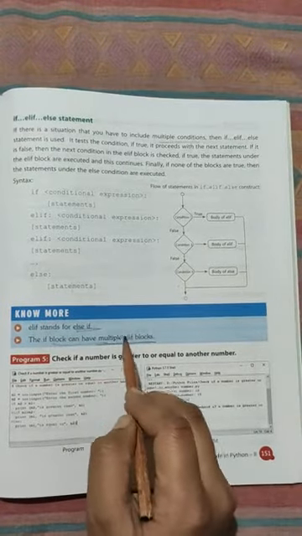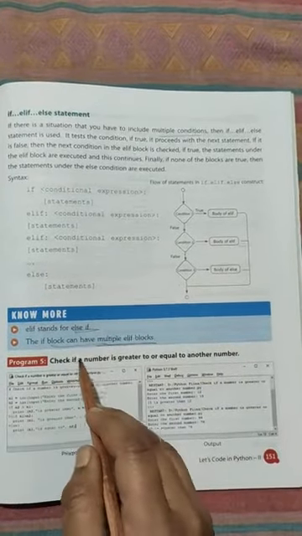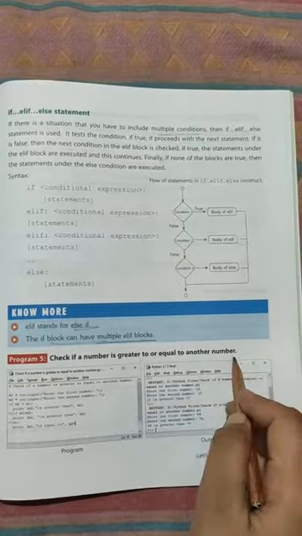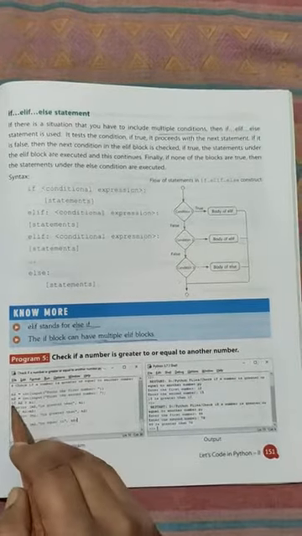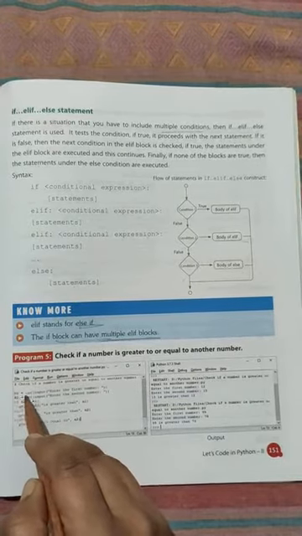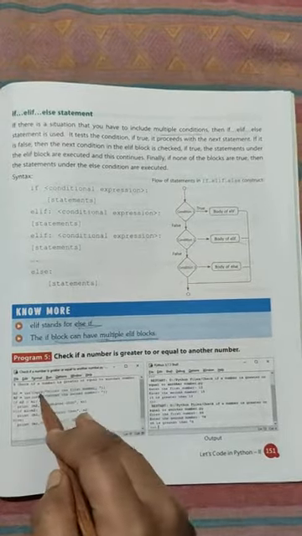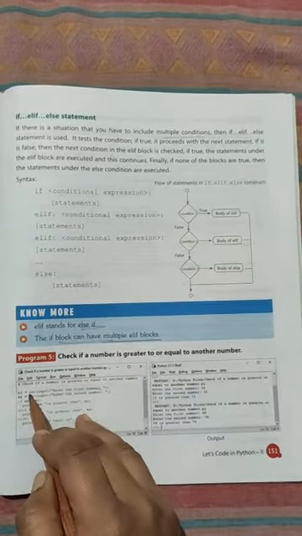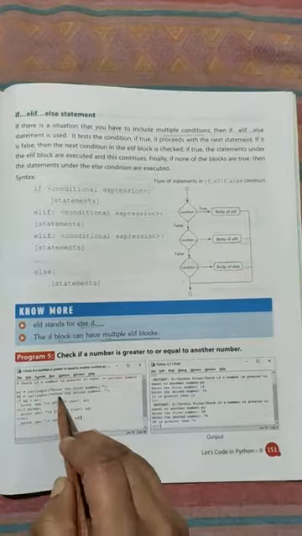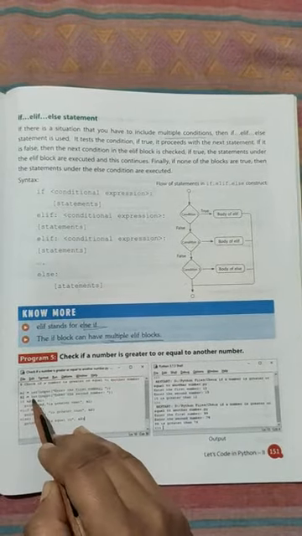Got it, students? See, this is the program. Check if a number is greater than or equal to another number. Here it takes n1, where n1 is a variable, and this is printed. Input takes the input from the user, and it should be in int type. The user gives 12. Then again, enter the second number, and it takes the input from the user in int type.